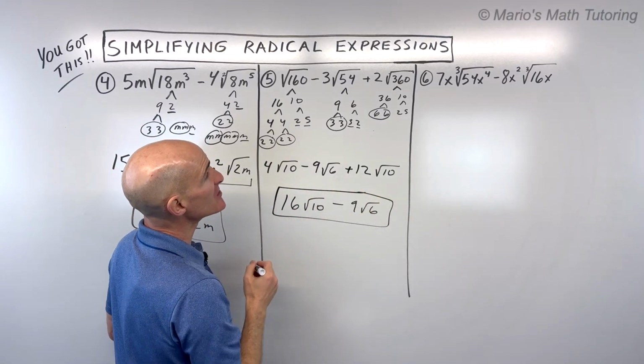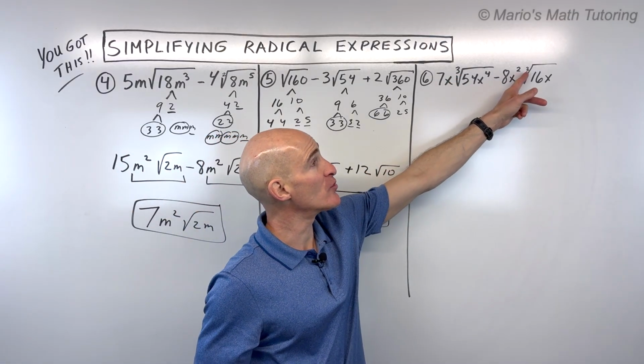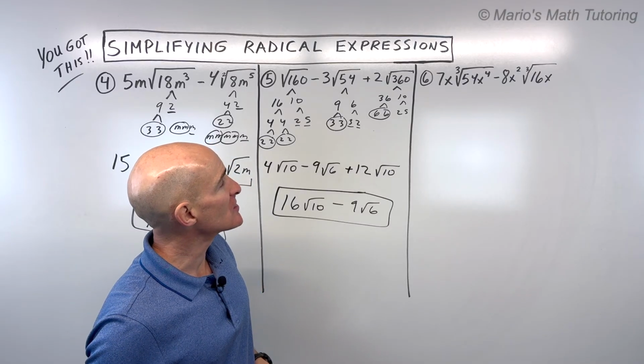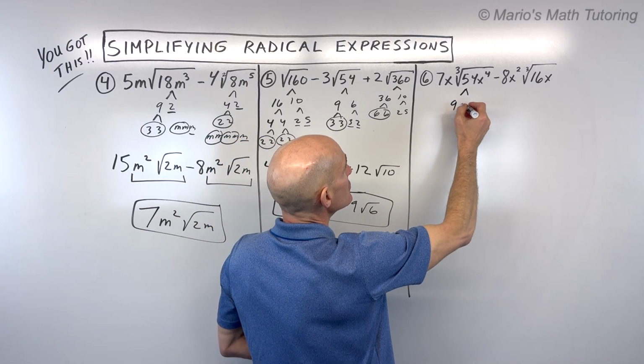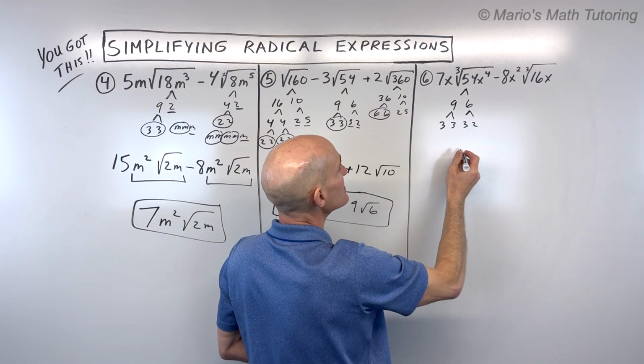Okay, let's look at number 6 now. We've got some more variables here, and these are cube roots. See the 3, the index? So how would you tackle that one? See if you can do this problem. Well, I'm going to go back to my trusty prime factorization method. So 9 times 6, 9 is 3 times 3, and 6 is 3 times 2.